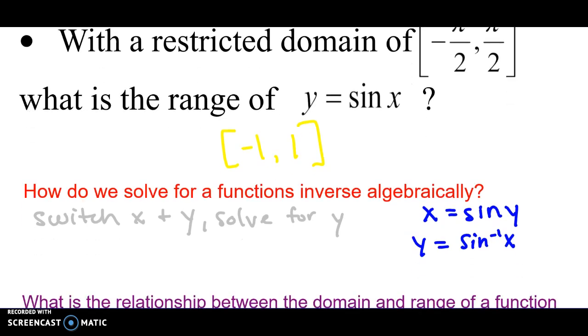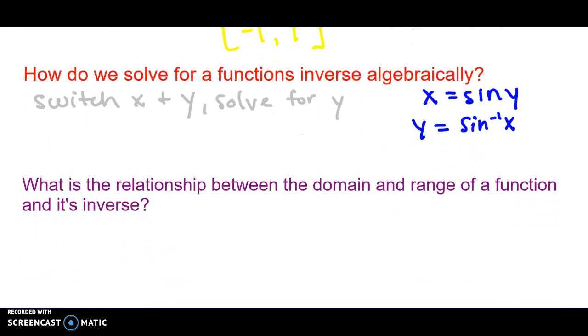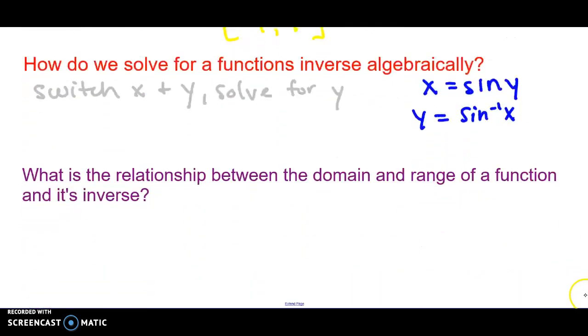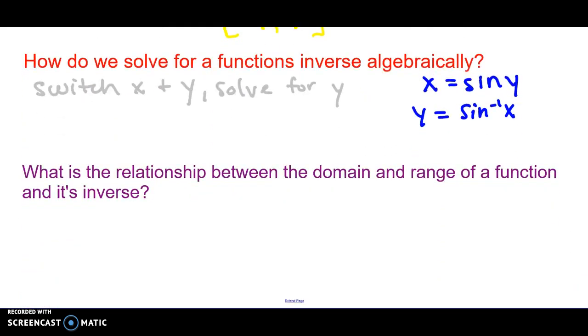Okay, but then think about what happens to that domain and range. What's the relationship between the domain and range of a function and its inverse? Oh my goodness. They switch.